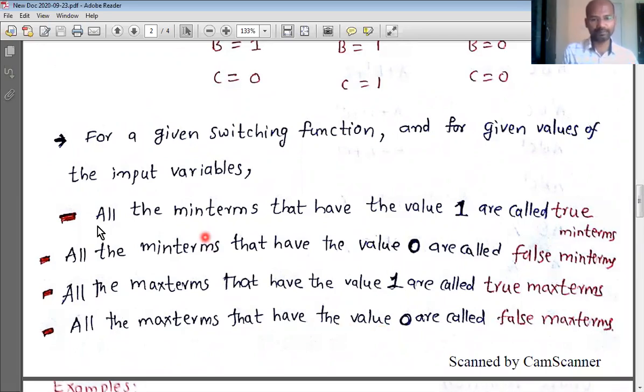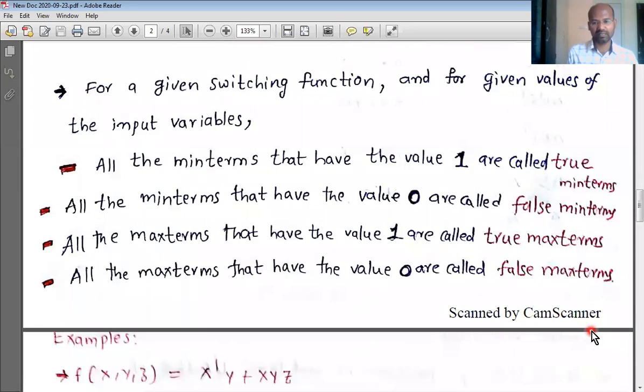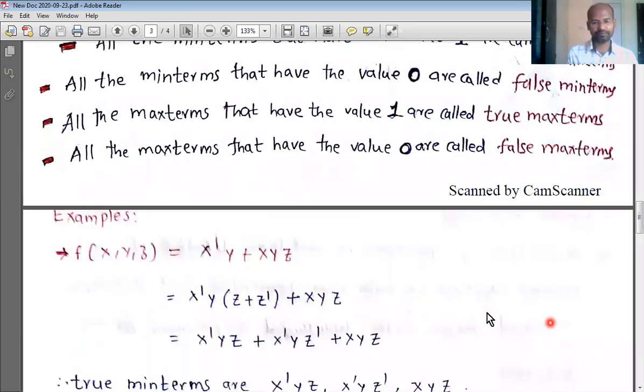Let me read out again. All the minterms which have the value 1 in the Boolean function are called true minterms. In the Boolean function, the minterms that have value 0 for a given function are called false minterms. For the given Boolean function, all the maxterms that have the value 1 are called true maxterms, and those having 0 are called false maxterms. We will explain this with the following example.